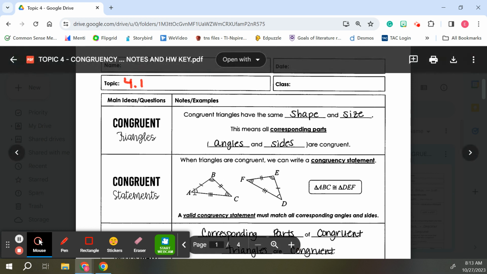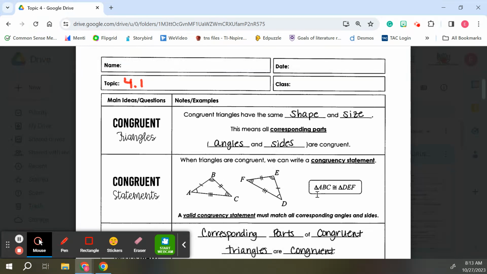We have to make sure angle A lines up with angle D. So we would answer A and D first for each triangle. B lines up with E, and then C lines up with F. But you should also look here that this side, AB, should line up with this side, ED. So there's AB, there's ED, okay?